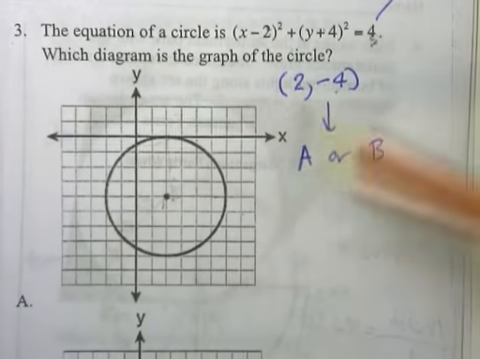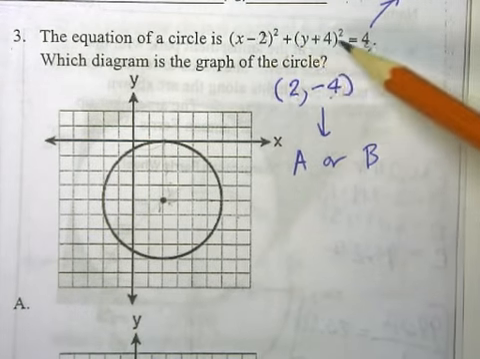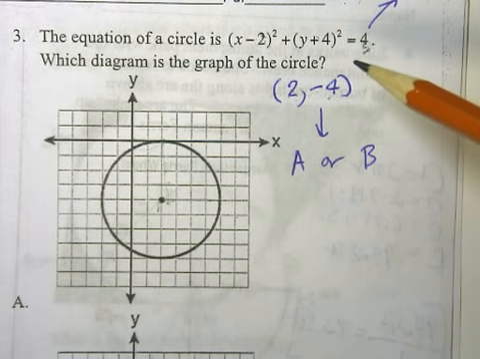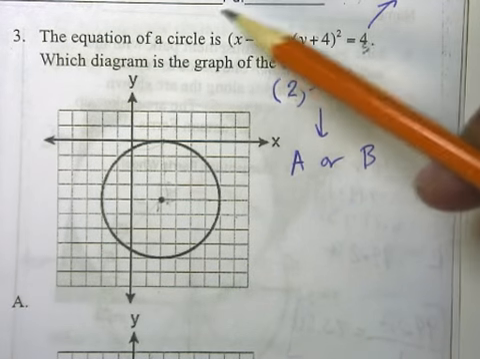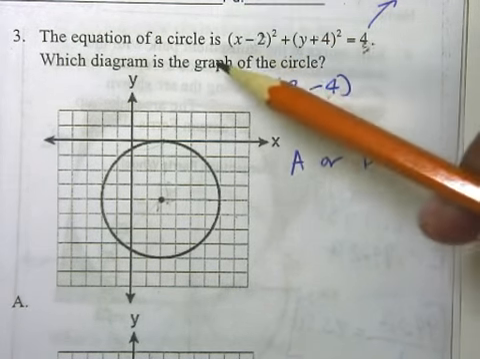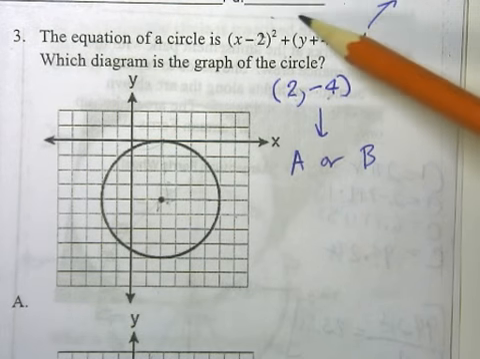Now the question becomes, well, how big is my radius? Well, remember we said that the equation of a circle comes from the distance formula, except that they got rid of the radical sign here.